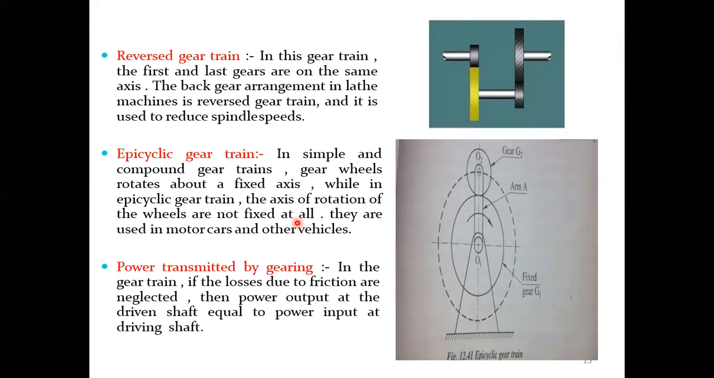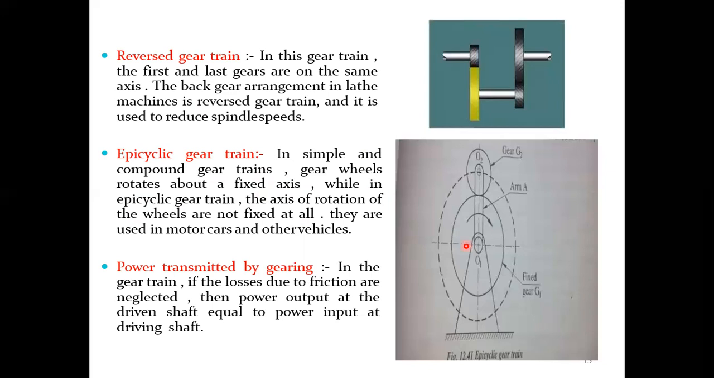The next one is the epicyclic gear train. In simple and compound gears, gear wheels rotate about a fixed axis, while in the epicyclic gear train, the axes of rotation of the wheels are not fixed at all. They are used in motor cars and other vehicles. This is an example of an epicyclic train.